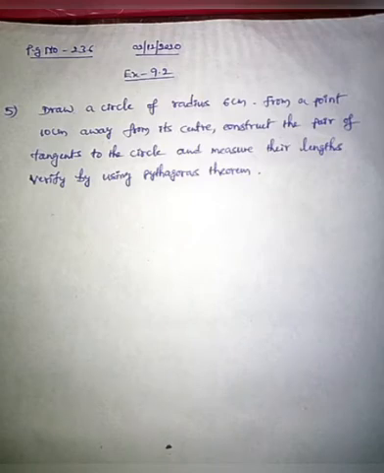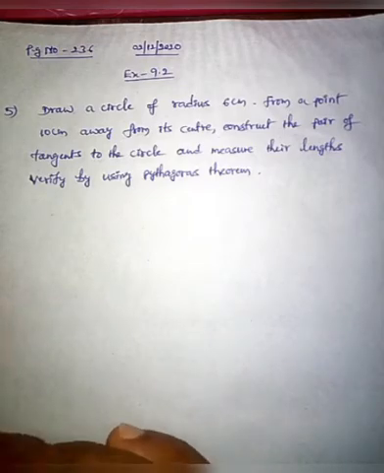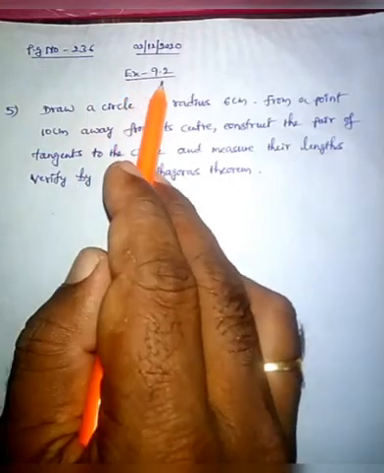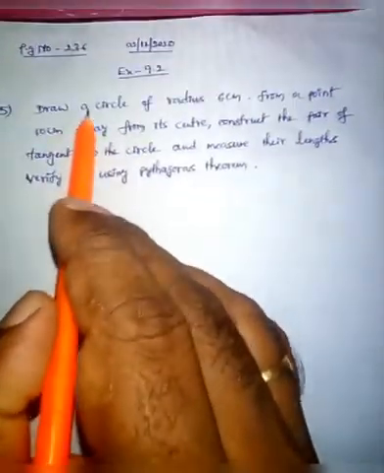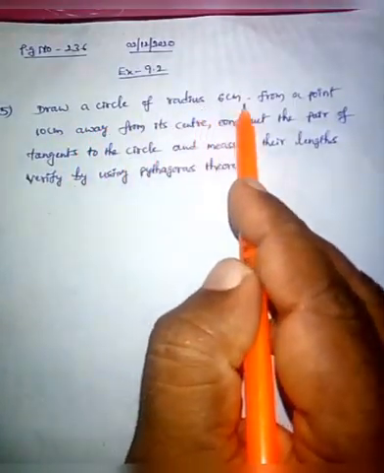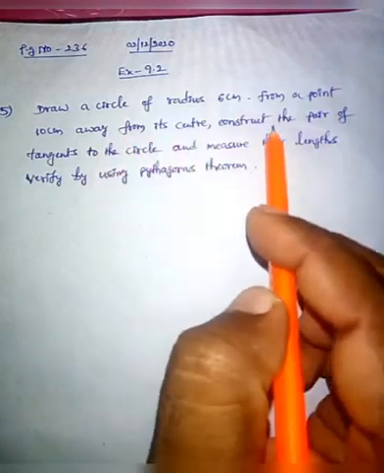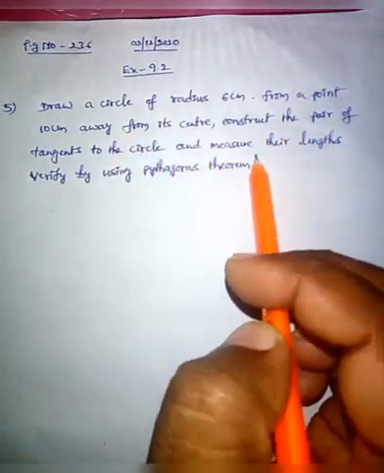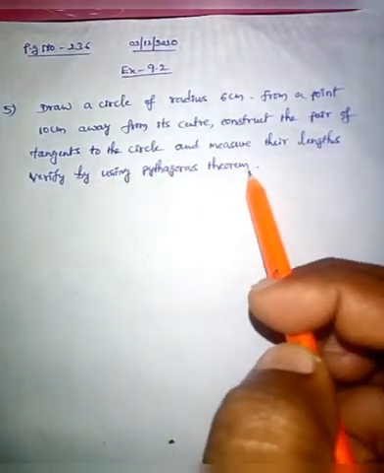Children, in the previous class we completed 4 problems in exercise 9.2. Now in this class we are going to discuss the fifth problem on page number 236, exercise 9.2, and this is a very important problem. Draw a circle of radius 6 centimeters from a point 10 centimeters away from its center. Construct the pair of tangents to the circle and measure their lengths. Verify by using Pythagoras theorem.